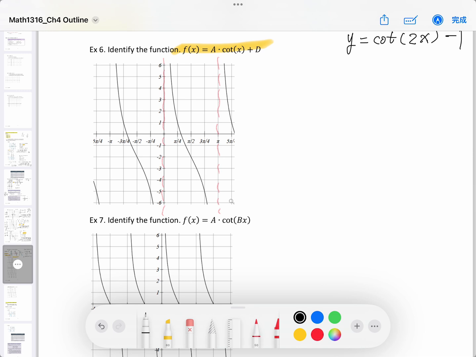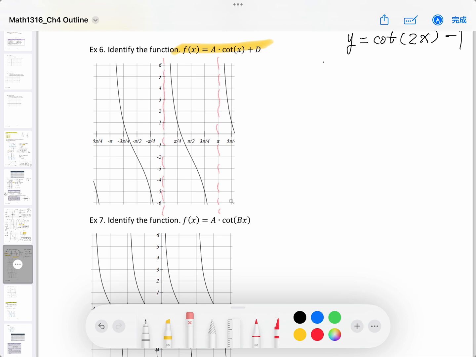From this image, I can tell that the period is pi. Here it only has the x, it doesn't have the b, so b is equal to 1. The period is equal to pi over b. Yes, b is equal to 1. I don't have to do this.